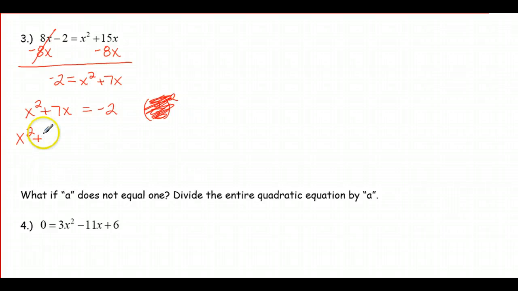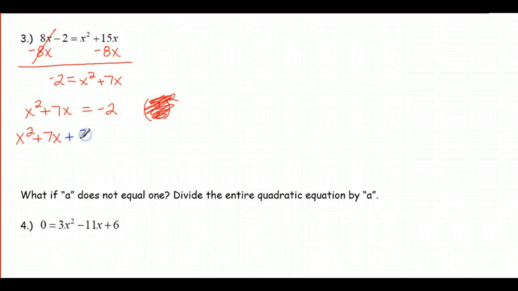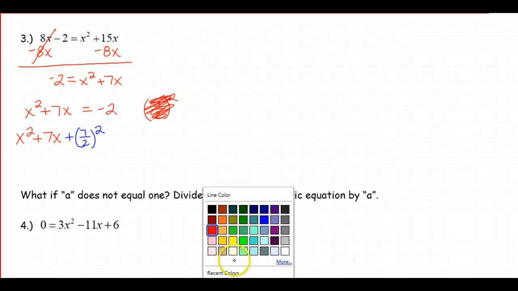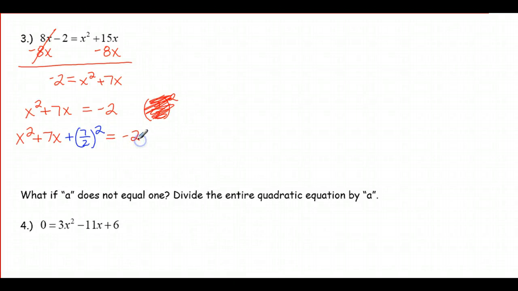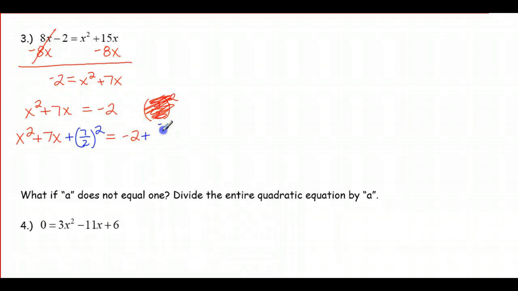So x squared plus 7x, and to complete the square, I'm adding on 7 over 2 squared. Remember, don't calculate it if it's not divisible by 2. Equals negative 2, and then here, don't forget to also add on your 7 over 2 squared.